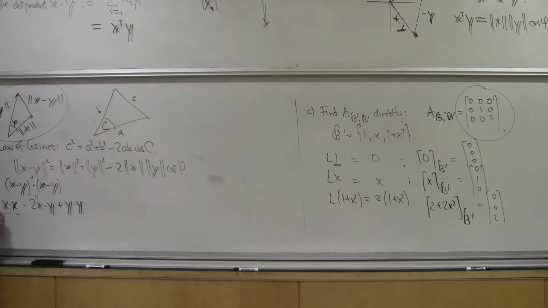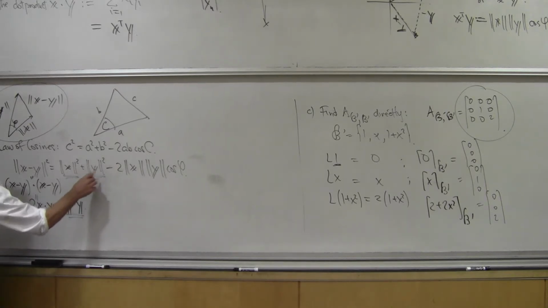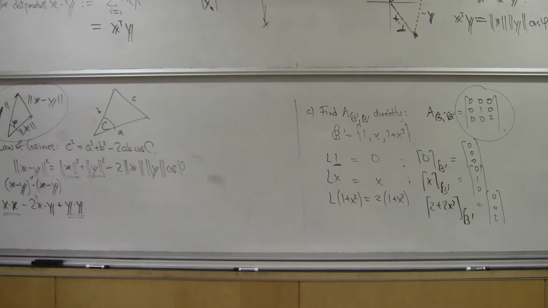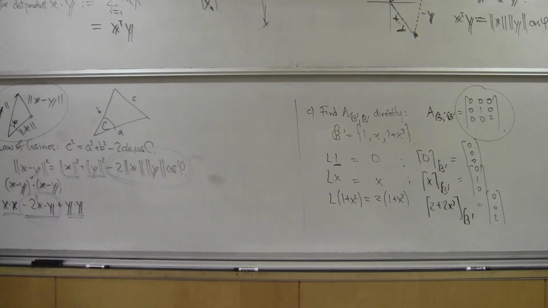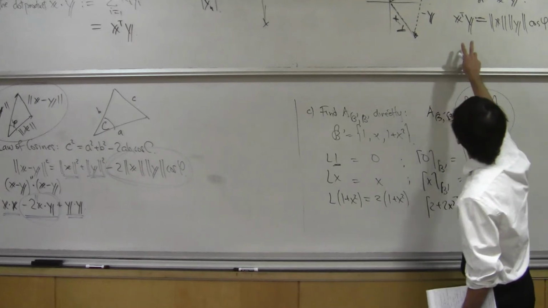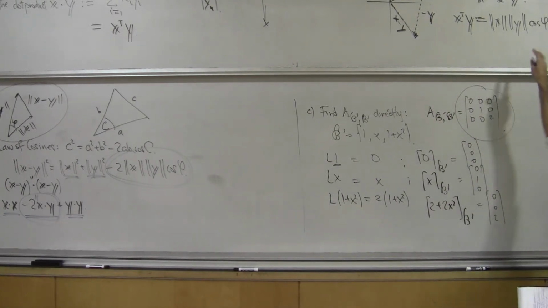But then you say, okay, well, x dot x is the same thing as magnitude of x squared. Y dot y is the same thing as magnitude of y squared, right? So you see that negative 2x dot y is the same thing as negative 2 times magnitude of x times magnitude of y cosine theta. Okay, divide by negative 2. So that gives us what we said, right? That the dot product is the same thing as the product of the magnitudes times the cosine of the angle between them.